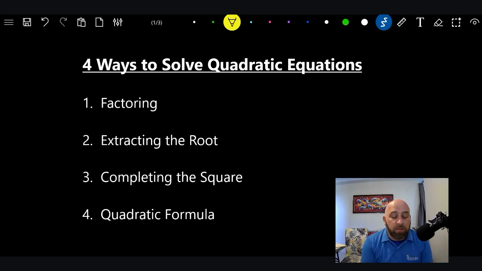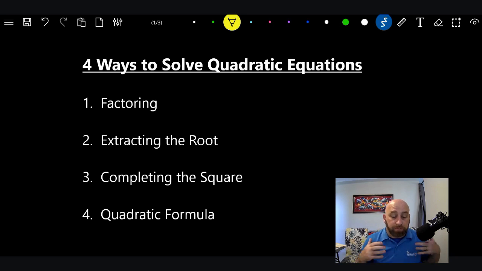Look down at these. So number 1 is factoring. Number 2 is called extracting the root. That will be taught in the next lesson. Number 3, in the lesson after that, we will learn completing the square. And then the last way that we'll learn in this chapter is called the quadratic formula.